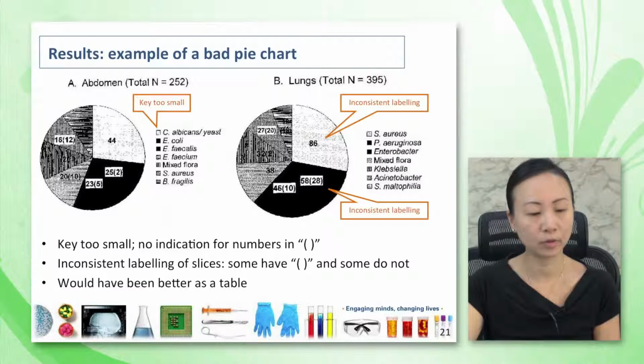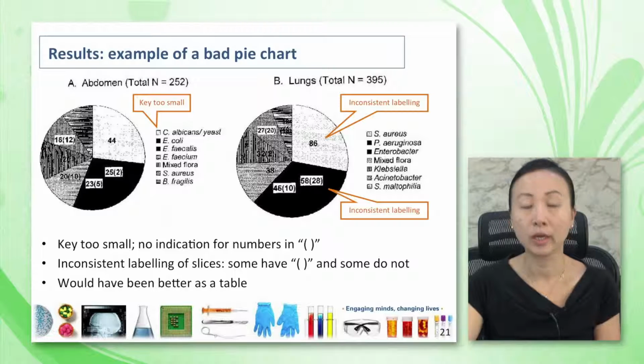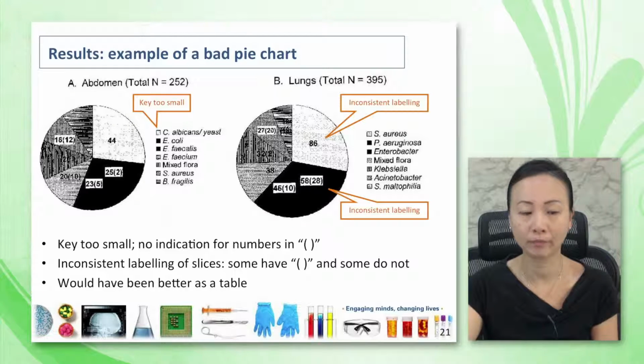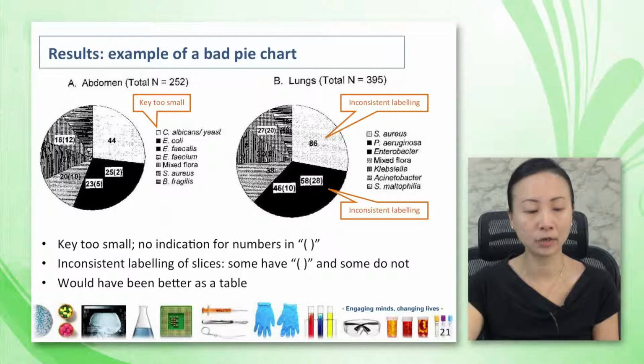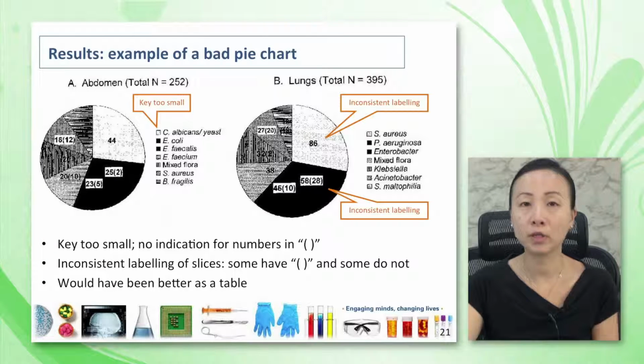This is an example of a bad pie chart. It is attempting to demonstrate what percentage of abdominal and lung infections are caused by certain types of organisms. The key on the right is too small, so it's hard to correlate it with the pieces of the pie. Not to mention that there's no indication as to what the numbers in the brackets stand for. The labeling is inconsistent in that some slices don't have the brackets while others do. It would have been better as a table.